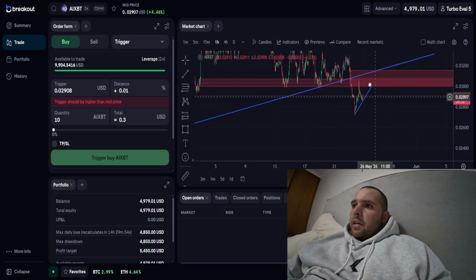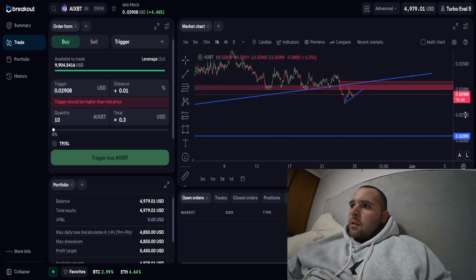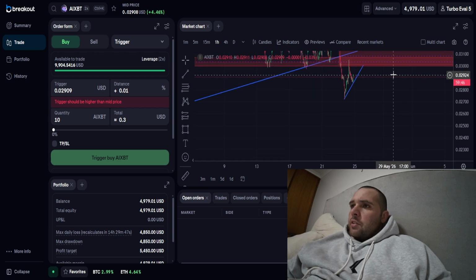So it's going to be pumping down. We're going to be chasing a 3 to 1. I'm going to have my stop loss just above here. My entry zone.